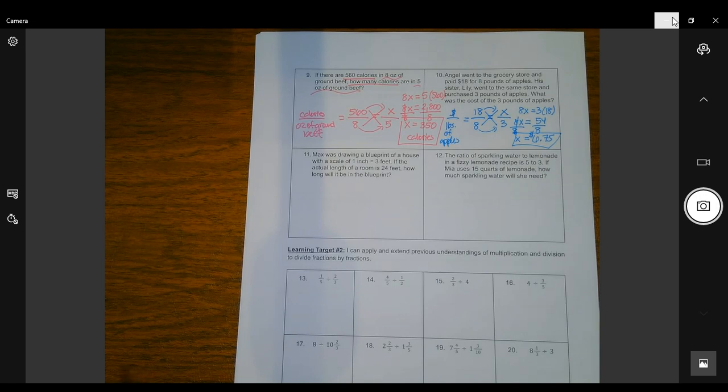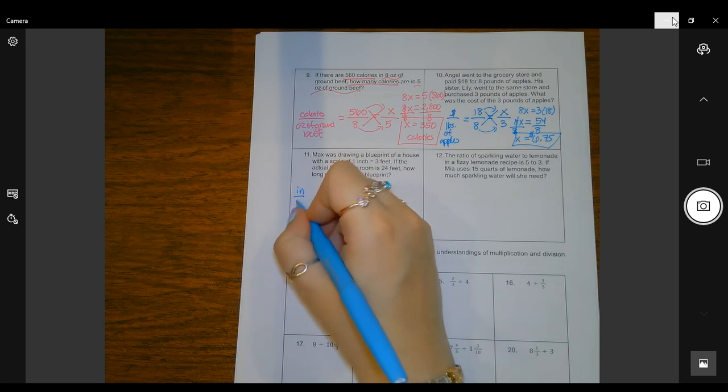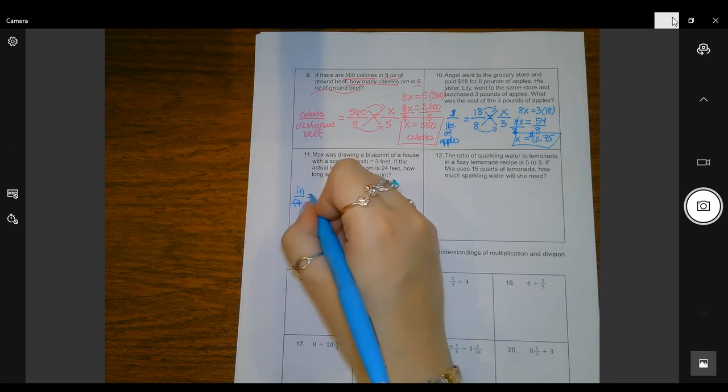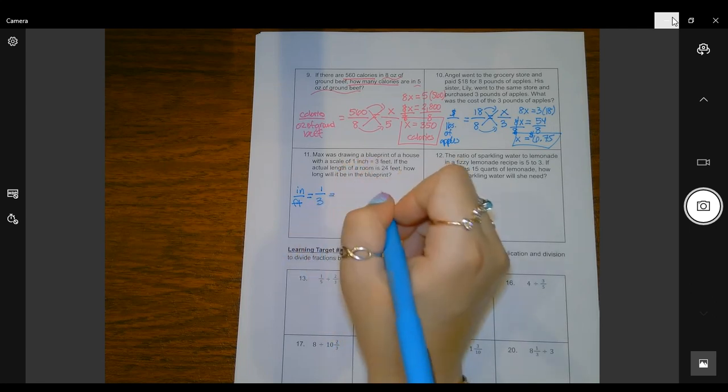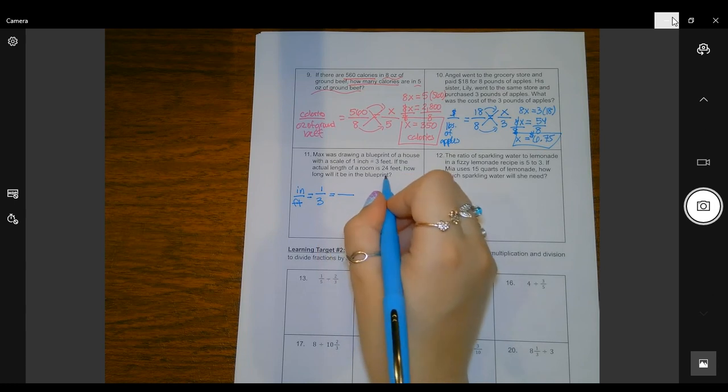Okay, so this is still a proportion problem for our next one, but this one is probably what comes up a lot more in life, when you're trying to do scale drawings. It says Max was drawing a blueprint of a house with a scale of 1 inch to 3 feet. So we're going from inches to feet. This means that in the drawing, when you see 1 inch on this drawing, that represents 3 feet in real life. So then he wants to know, okay, if the actual length of the room is 24 feet.